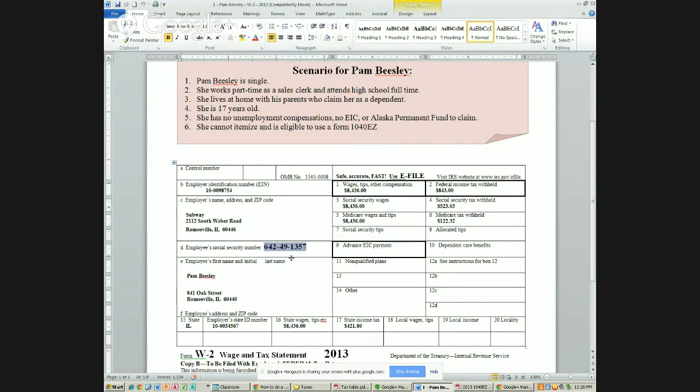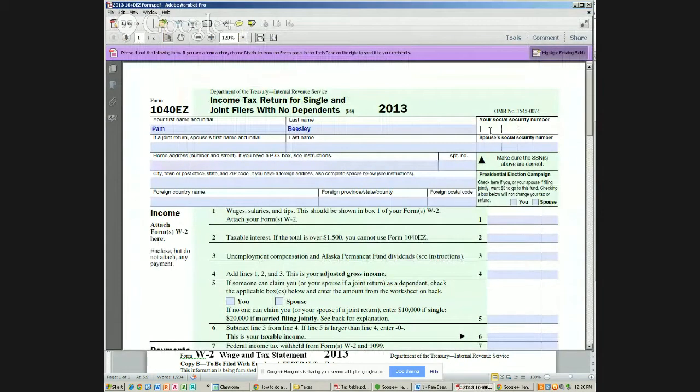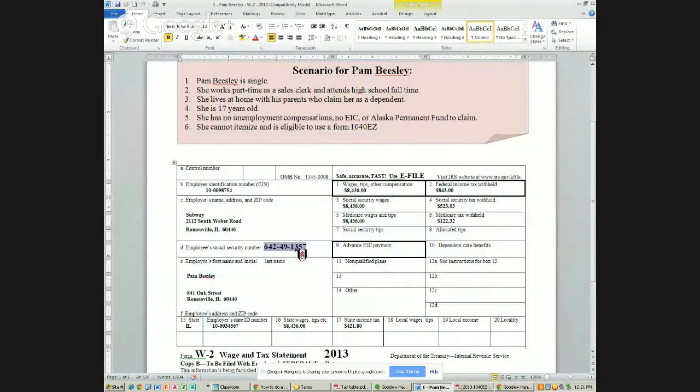Employer social security number, 642 49. What else is there? What's the next one? I need some white out. Guys, it's right here on the W-2. Employer social security number. 1357. Yeah, I got it. Thank you.